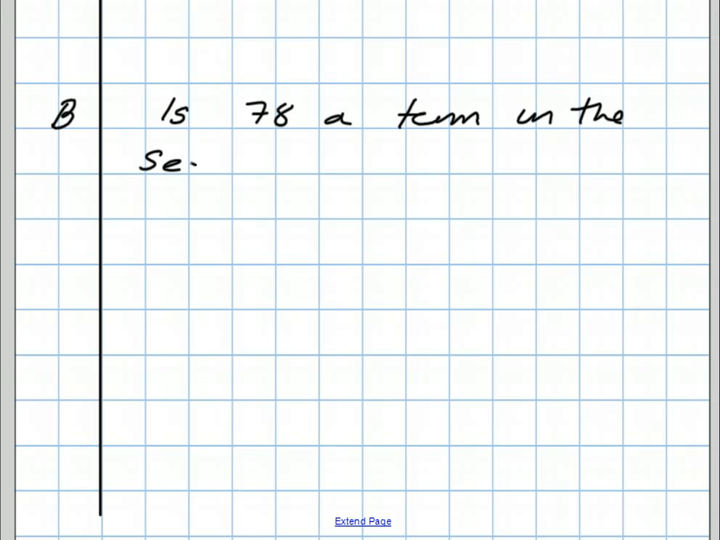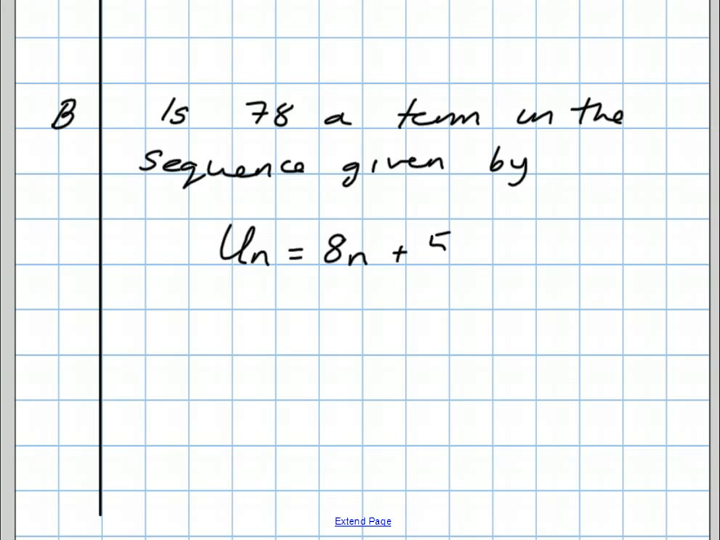Now, here's a question that's been cropping up recently. Is 78 a term in the sequence given by 8n +5? Now, how do we do it? Well, we'll think of some numbers that will give us, when we put them into this expression, a number close to 78. So let's try n equal to 9. So u9 equals 8 times 9 plus 5 equals 72 plus 5 equals 77.